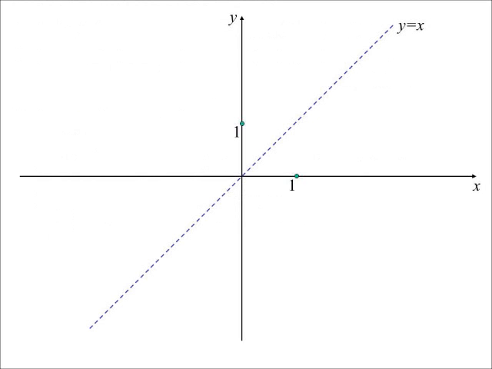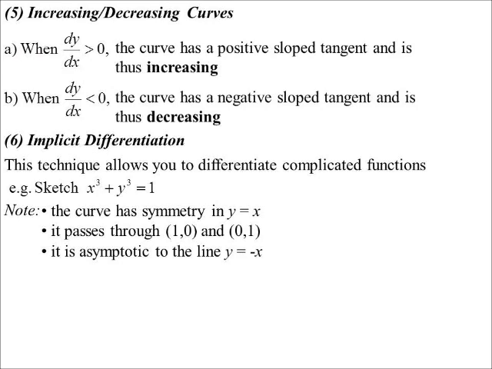Plot those in. Now it makes sense that if the y-intercept is 1, of course the x-intercept is 1 as well, because we said symmetry in the line y equals x. This one you might not pick up straight away. It's asymptotic to the line y equals negative x.